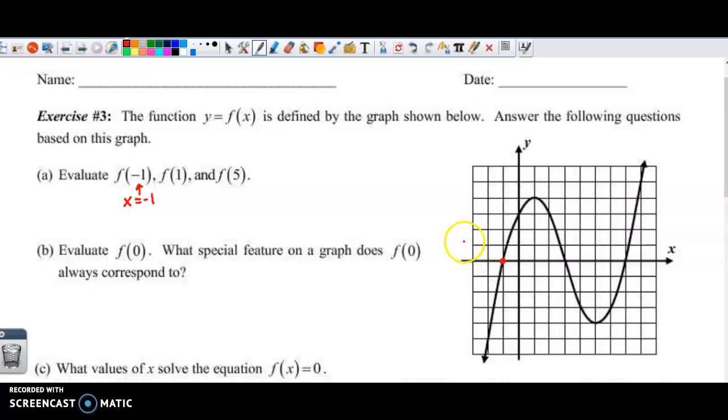And for some of my students, what I've actually seen them do is write out the ordered pair. And remember that f of x is -1, they're asking for the y coordinate there. So f of -1 equals 0.